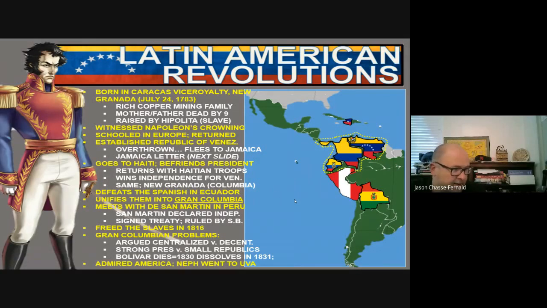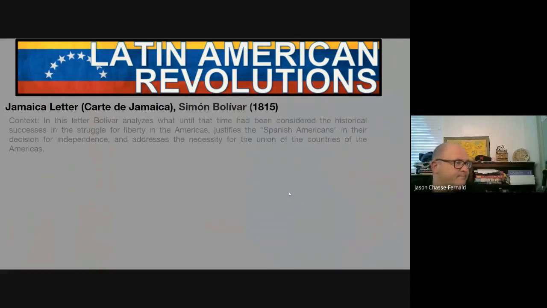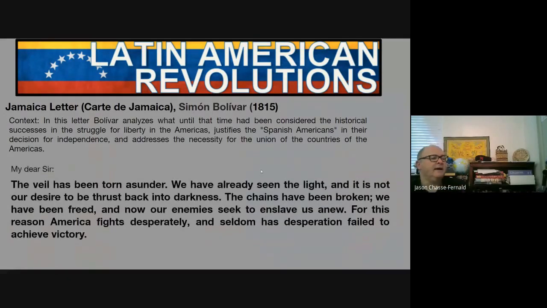All right. As far as the Jamaica letter, once again, we need to make sure we are always paying attention to the connections to the Enlightenment and the application of these Enlightenment ideals. So quick context here. In this letter, we have Bolivar analyzing what until this time had been considered historical success in the struggle of liberty in the Americas, justifying the Spanish Americans in their decisions for independence, and addressing the necessity for the union of the countries of the Americas.